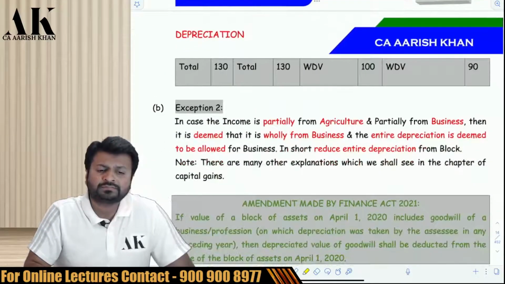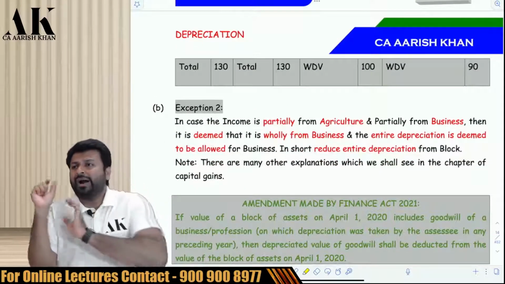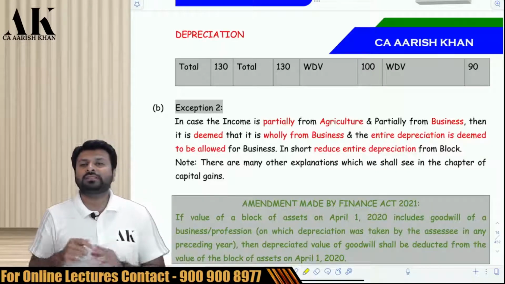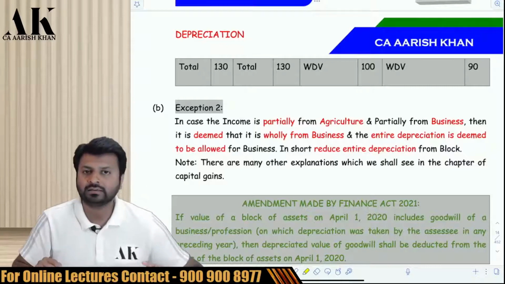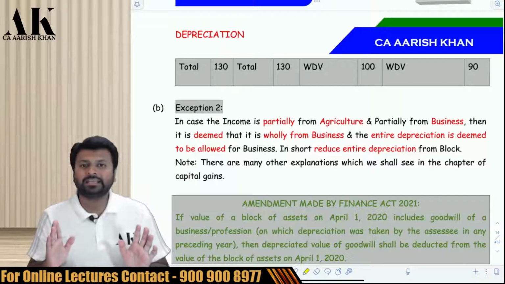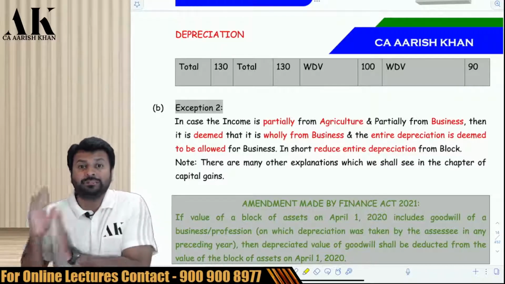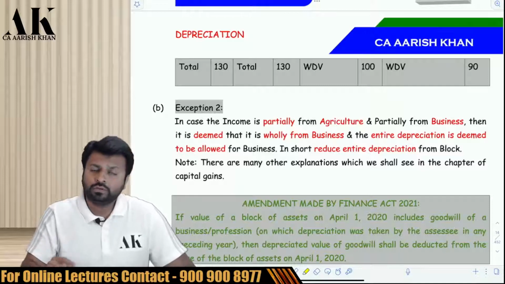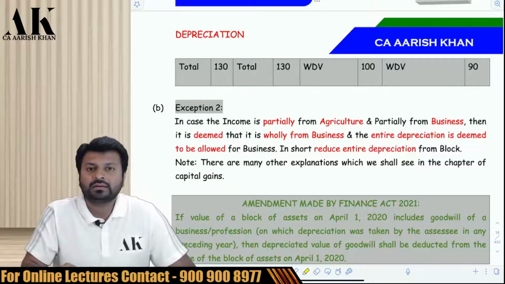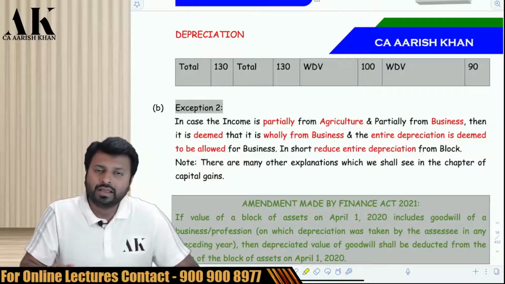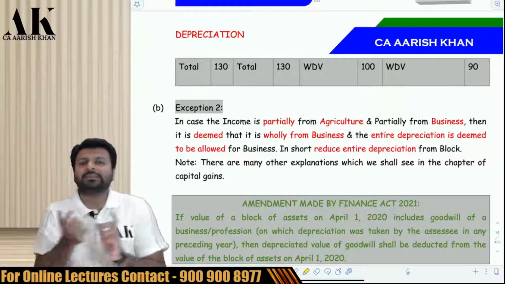Second exception. If you are earning income partially from agriculture and partially from business, like you are engaged in the business of growing and manufacturing tea in India, you are growing tea, you are manufacturing tea, you are doing both. In that case, the business income is 40% taxable, 60% exempt. You might have done this in IPCC in Rule 8. You will also do this in CA panel in the next topic, when you do the sector-wise deductions of section 33AB. So if your business is partially agriculture, partially business, then 40% is taxable, 60% is exempt.